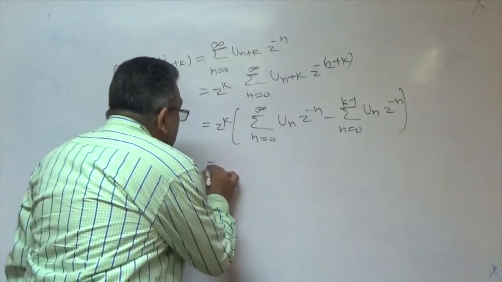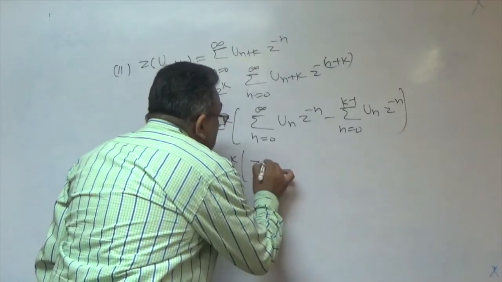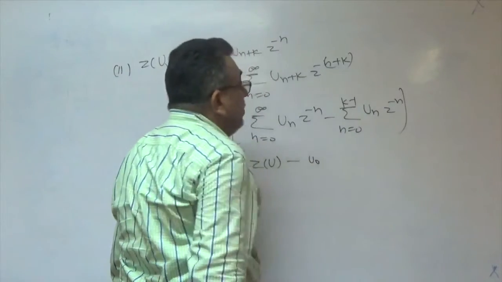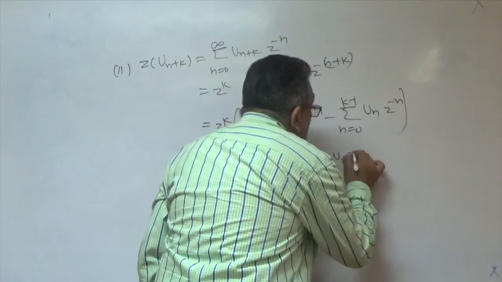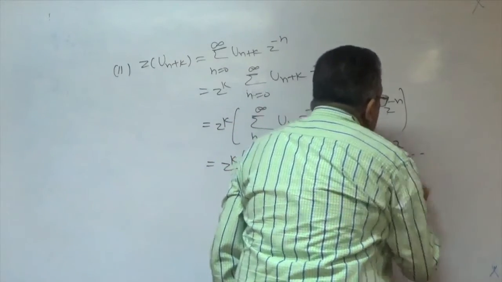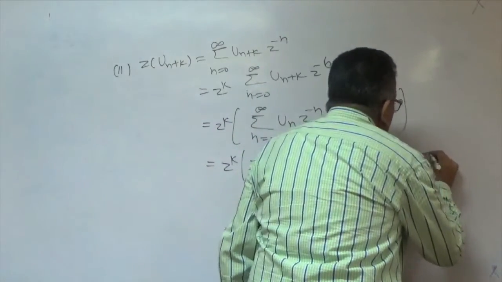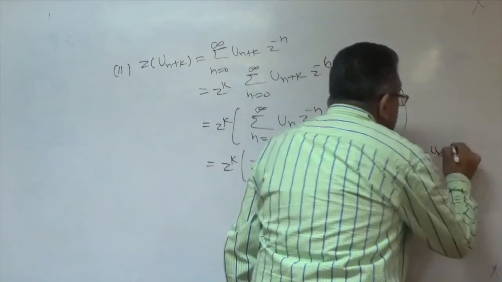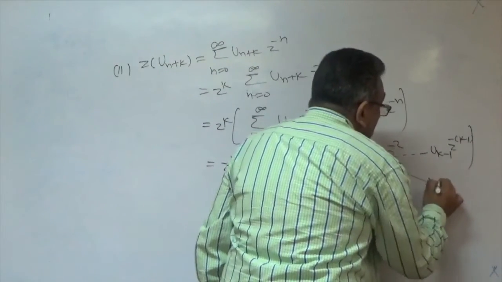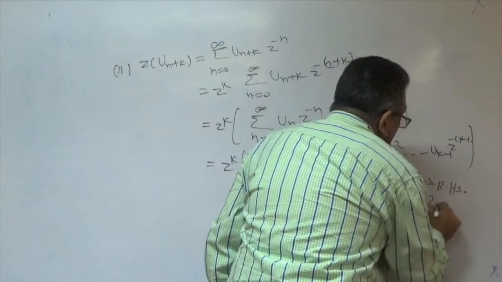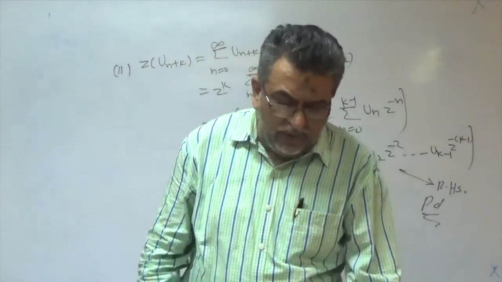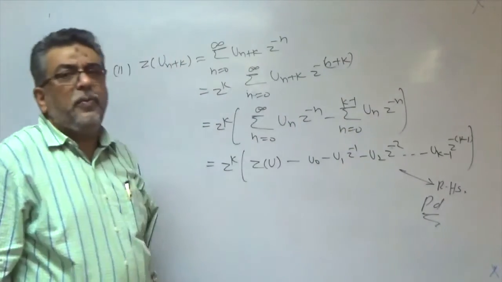And now if you see this, this is simply the Z transform of u. If you open this, then we get u0, then u1 z to the power minus 1, then u2 z to the power minus 2, and so on. The last term is minus uk minus 1 z to the power minus k minus 1. I think this is your required right-hand side, and this proves and verifies the second shifting property. This is a very important property, and the proof of the shifting property is also important.